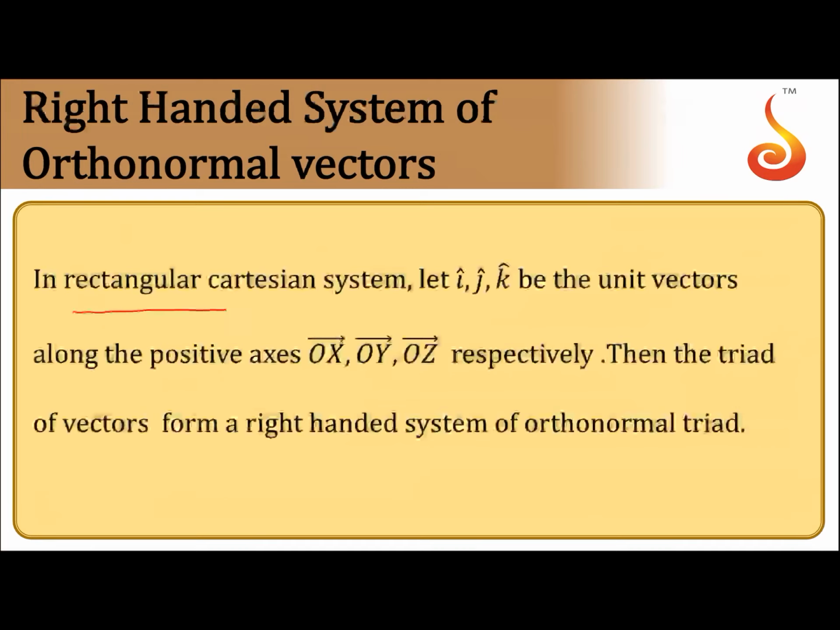In a rectangular Cartesian system, let i, j, k be the unit vectors along the positive x-axis, y-axis and z-axis respectively. Then the triad of vectors forms a system of orthonormal triad. So the unit vectors along the x-axis, y-axis and z-axis are represented by i, j, k.